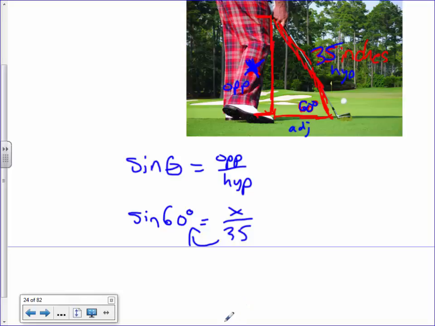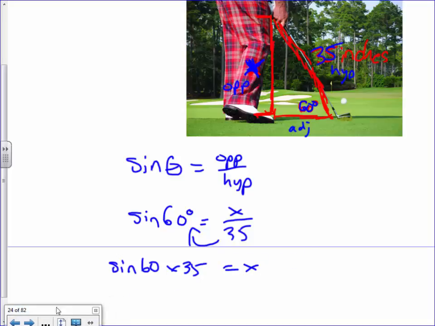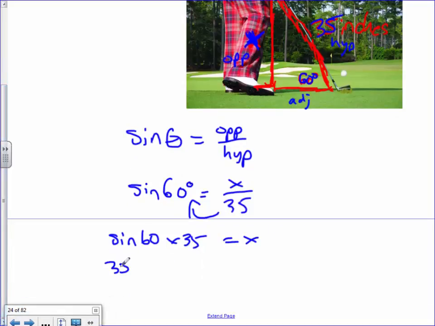Okay. If I can give some advice here, there are two different ways that people might try to write this. They might try to write it like this, sine of 60 times 35 equals X, or they might try to write it as 35 times sine 60 degrees equals X. Anyone have a guess as to which one is probably the smarter way of writing it? Even though they're both right, one of them is probably better for a reason. The second one is probably the better choice.